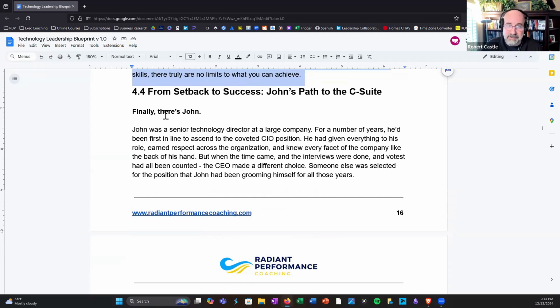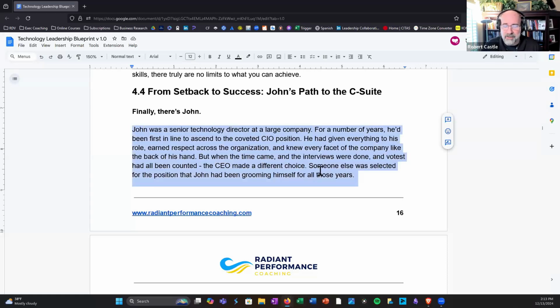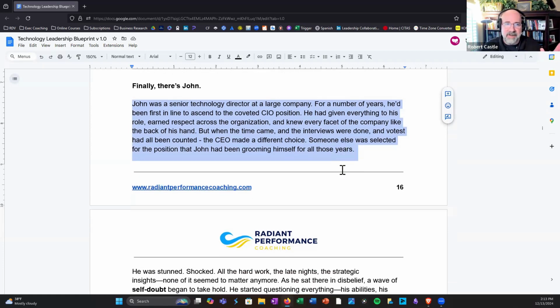Finally, there's John. And John was a senior technology director at a large company for a number of years. He had been first in line to ascend to the coveted CIO position. He had given everything to his role, earned the respect across the organization, and knew every facet of the company like the back of his hand.